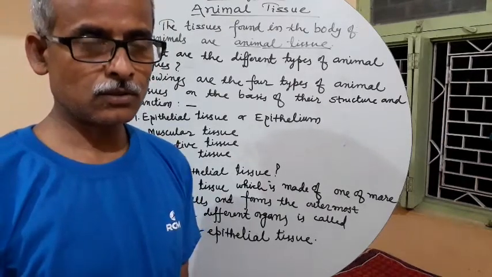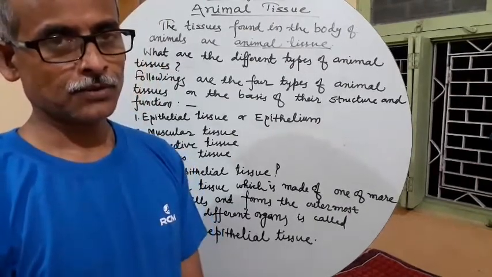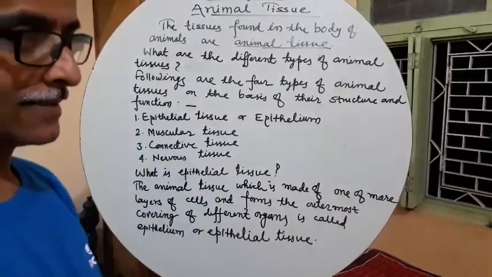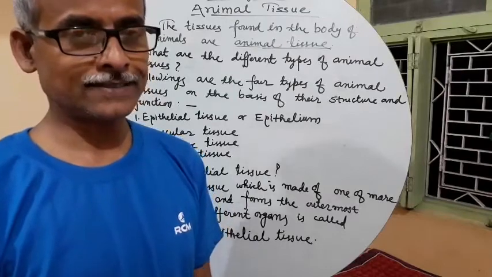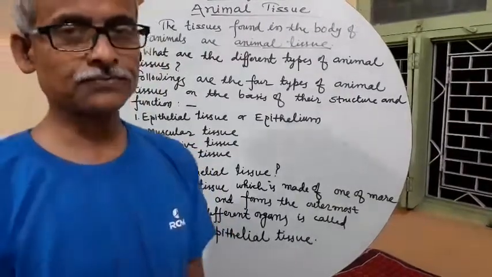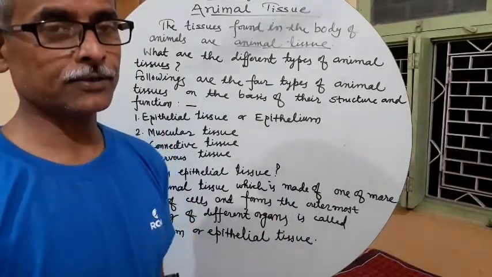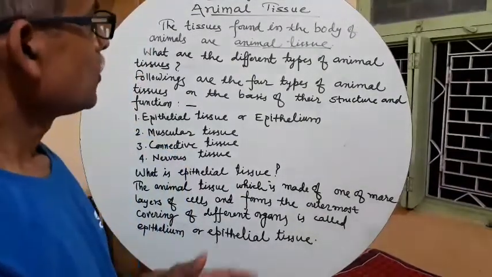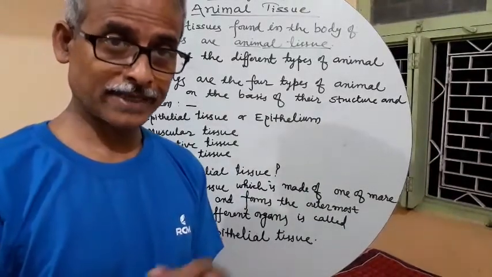In fact, all the multicellular animals are made up of cells, and the cells associate and organize a larger unit that is called tissue. And all the tissues found in the body of animals are called animal tissues. What are the different types of animal tissues? Are there varieties of animal tissues?